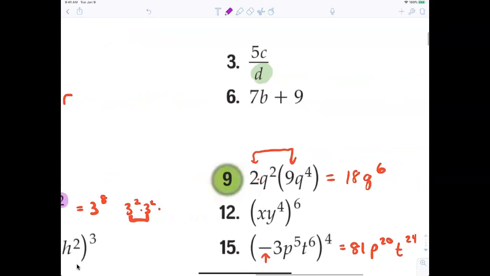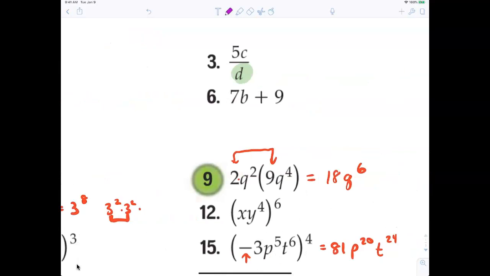So look at number 3. Most people would consider that a monomial, but listen to me. That is not a monomial because variables are not allowed in the denominator. Variables are not allowed in the denominator. So that is no. Number 3 is a no. Notice what I said. A variable is not allowed in the denominator. So bear with me on that.